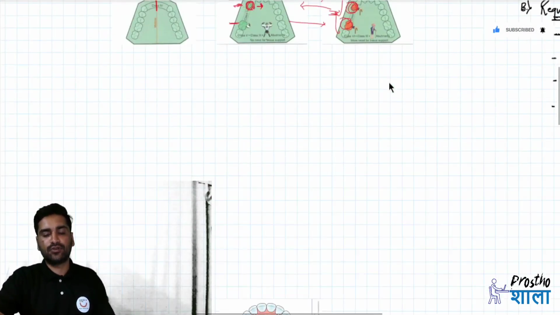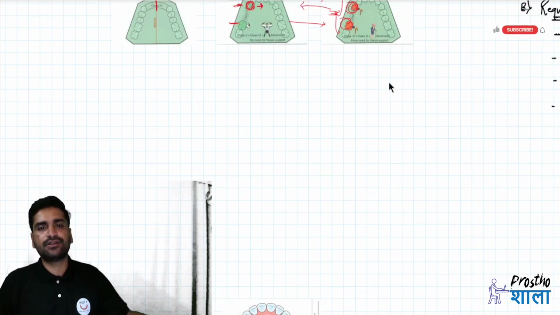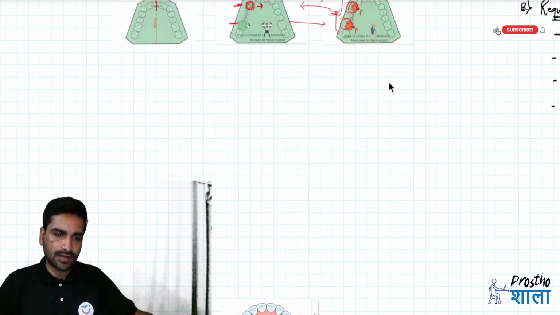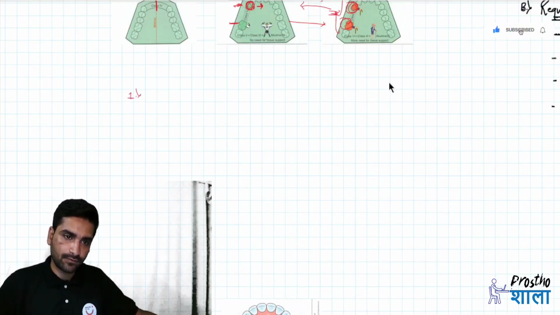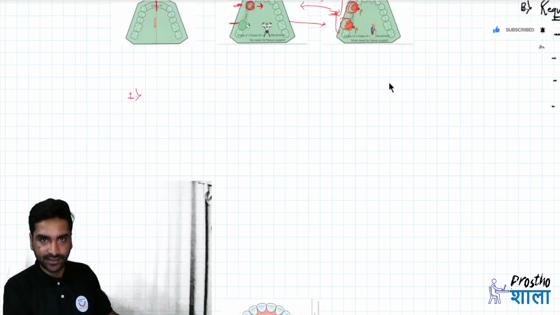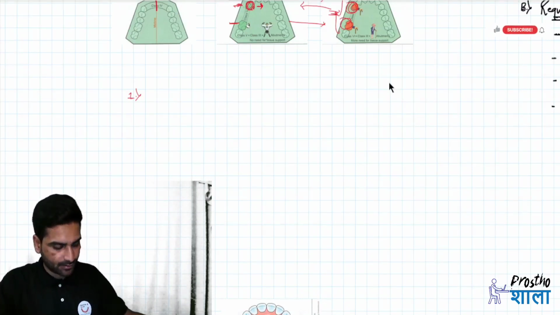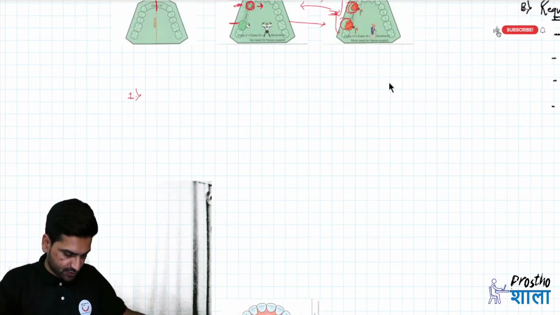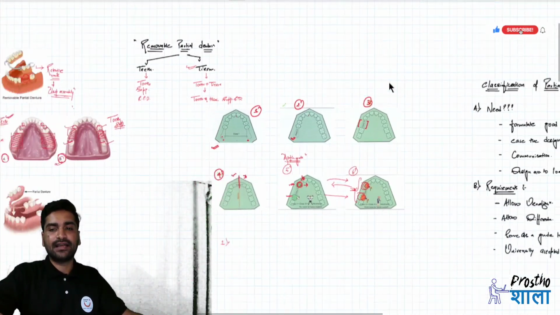Now there is one more important thing which comes along with Kennedy's classification, that is Applegate's rules. Applegate gave eight rules. If you want to classify any partially edentulous arch according to Kennedy's classification, you need to follow these eight rules given by Applegate. The first one is classification should follow rather than precede extractions. So what does it mean?